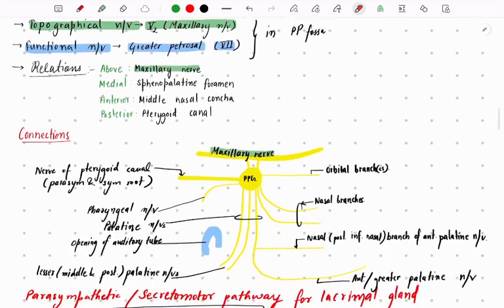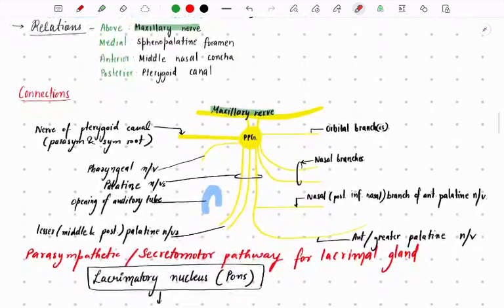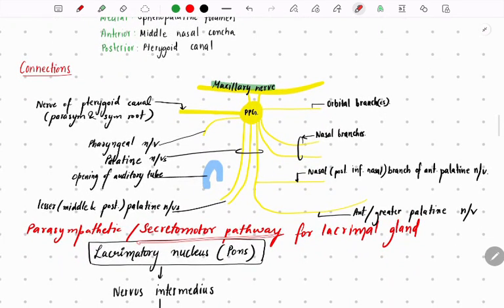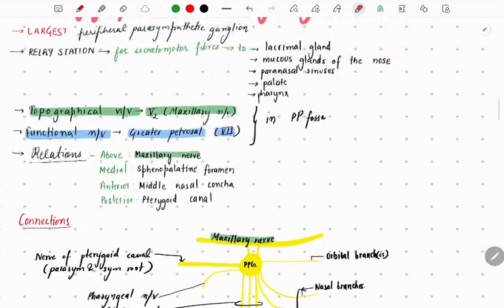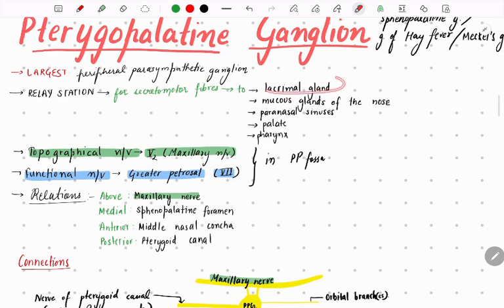Then we have the connections. We will discuss this diagram at the end or along with this video. We will discuss the secretomotor pathway, or the parasympathetic pathway, for the lacrimal gland. As we discussed, it is for the lacrimal gland and for the mucous glands of all these structures, right? But we will discuss here the lacrimal gland.